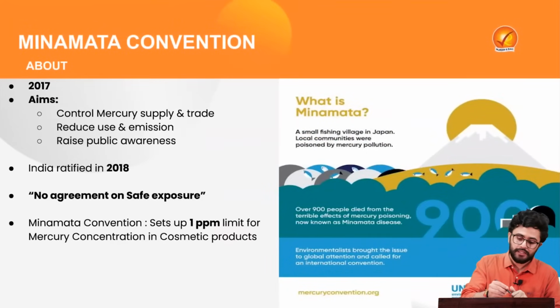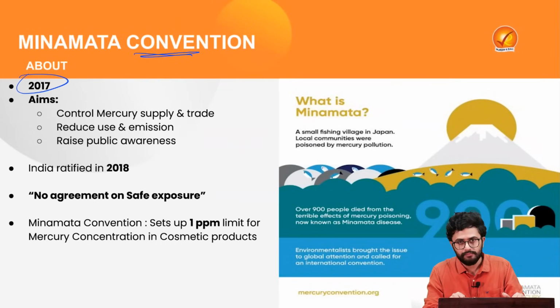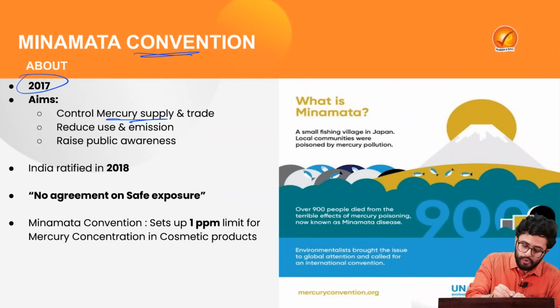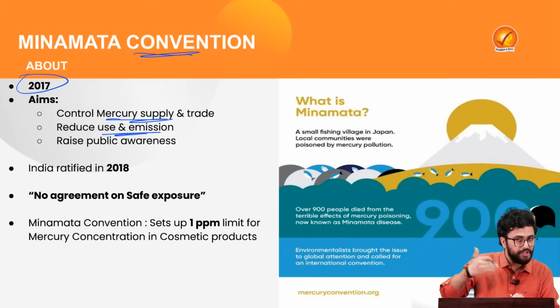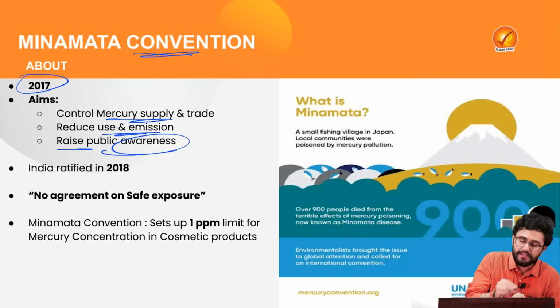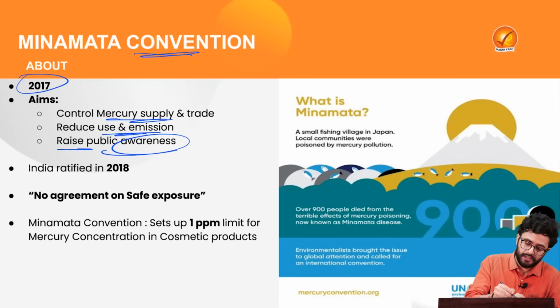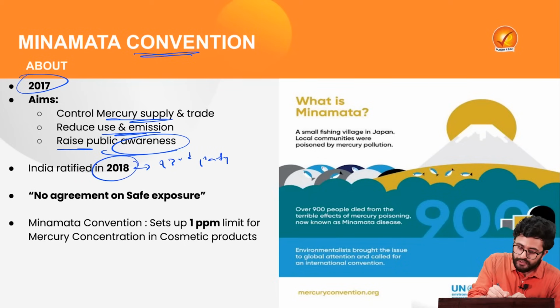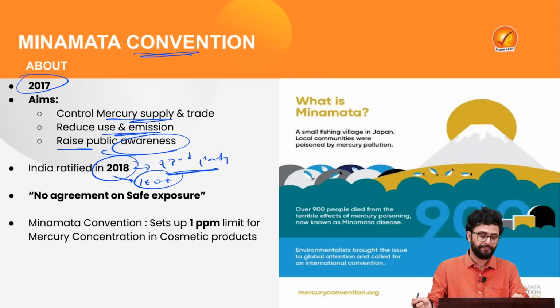Thus, the Minamata Convention was adopted in 2017 with the aim to control the mercury supply and trade, to reduce the use and emission of mercury by various industries, and to further raise public awareness. India ratified this Minamata Convention in 2018, thus becoming the 93rd party. Currently, the Minamata Convention has 140-plus member nations.